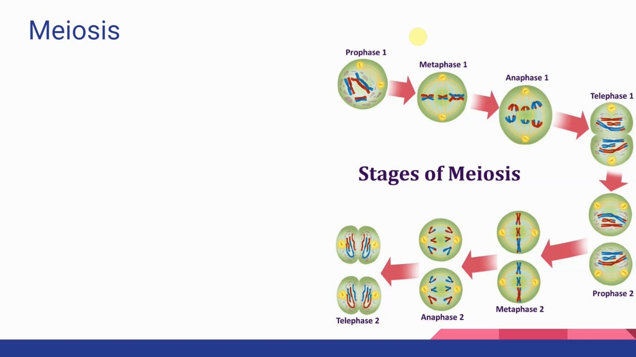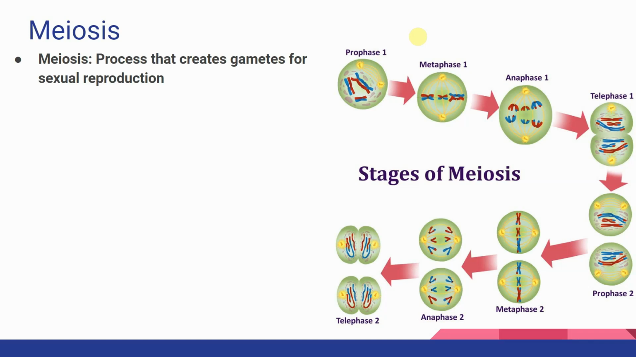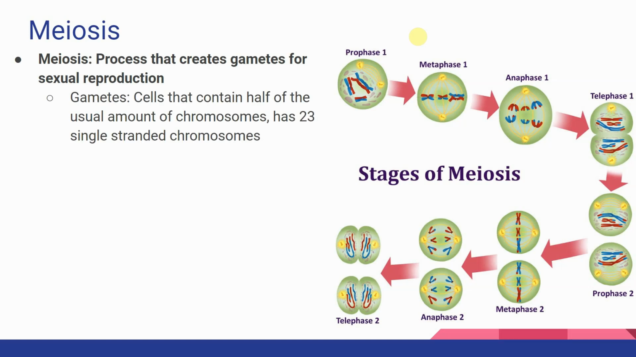So to start off with a general definition for meiosis. Meiosis is going to be the process that creates gametes for sexual reproduction. And as we hopefully remember, gametes are going to be cells that contain half the usual amount of chromosomes, and it has 23 single-stranded chromosomes in each cell. So in meiosis, our whole goal is to create these gamete cells. We're hopefully going to end up with gametes, and each one should have 23 single-stranded chromosomes in there.